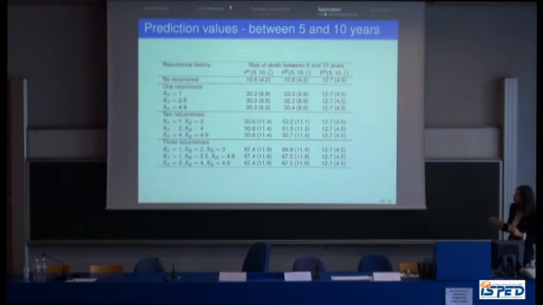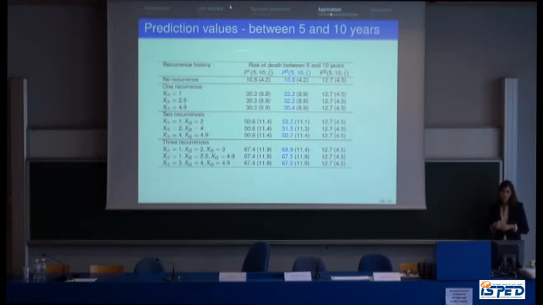And in this table, we compare the 3 probabilities. The first 2 take into account the evolution of the history of the patient throughout recurrences. The last one does not take this into account in the prediction probability. So what we see is that the more recurrences you have, the higher your probability of dying, from 10 to 67%, as was a little bit expected.